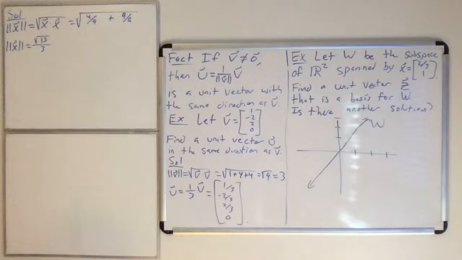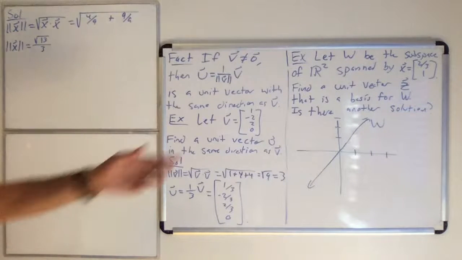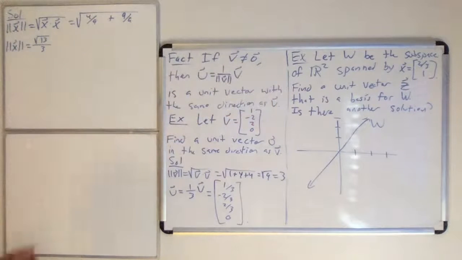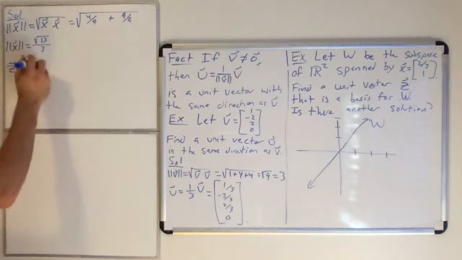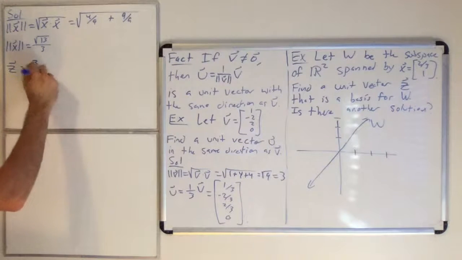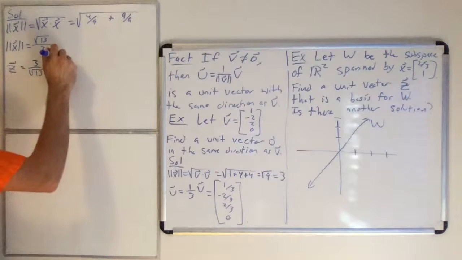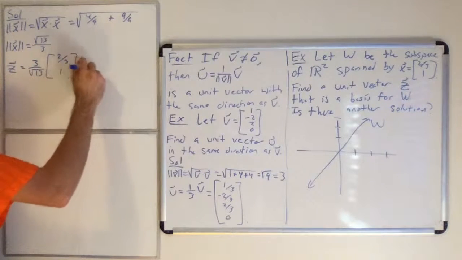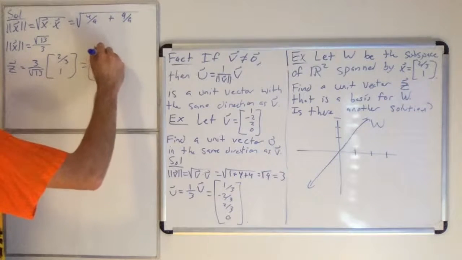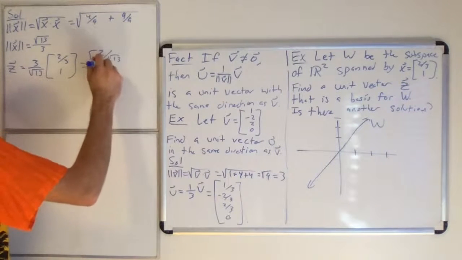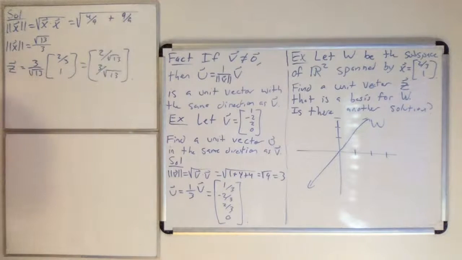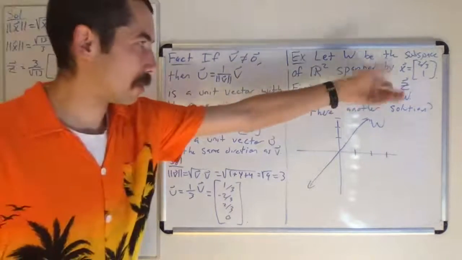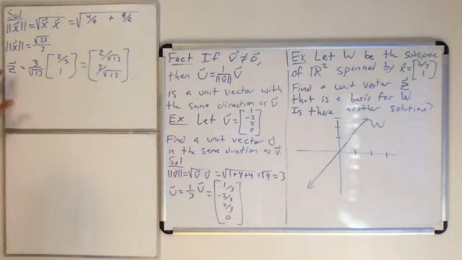Okay, so the answer for the first part of the question, z, could just be 1 over the length of x, so it's 3 over root 13 times the vector 2/3, 1, which is the vector 2 over root 13 and 3 over root 13. Okay, so what did we do? We just took x and scaled it, so it's a unit vector now.